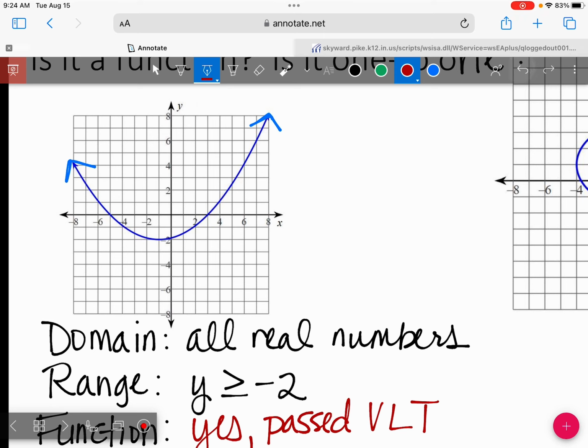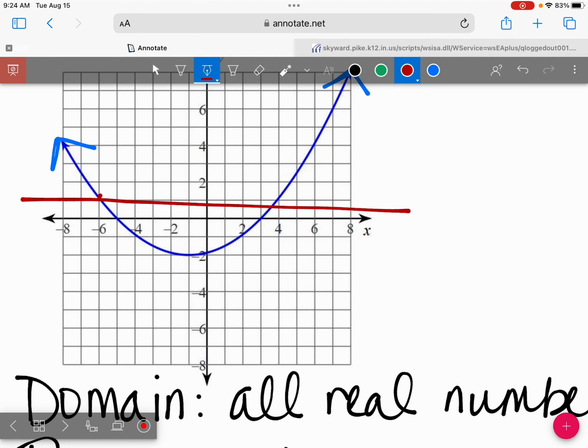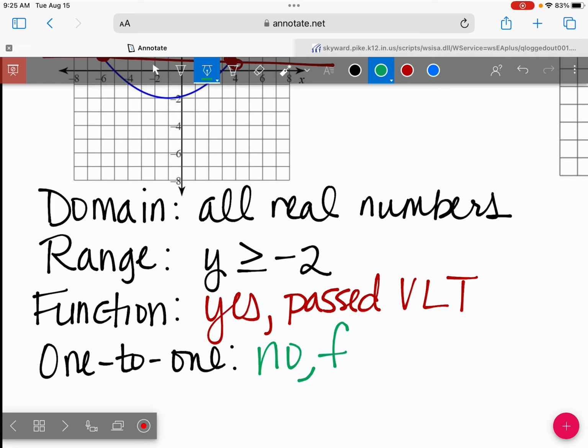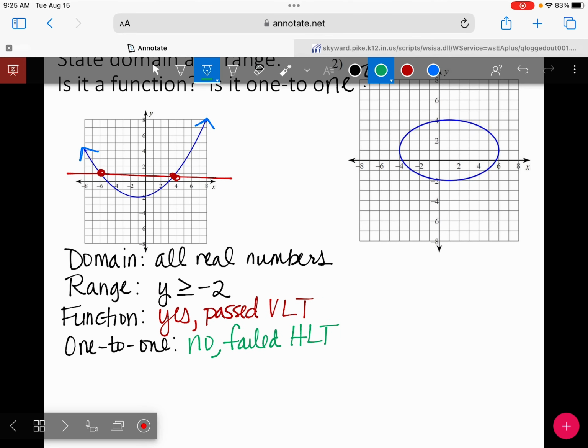But if I draw a horizontal line, do you see if I draw this horizontal line, how many times does that cross through the graph? Once. I see twice. It crosses it here and here. Oh, that's one. That's twice. So this would not be 1-to-1. So for 1-to-1, we would say no. And it's a no because it failed the horizontal line test.